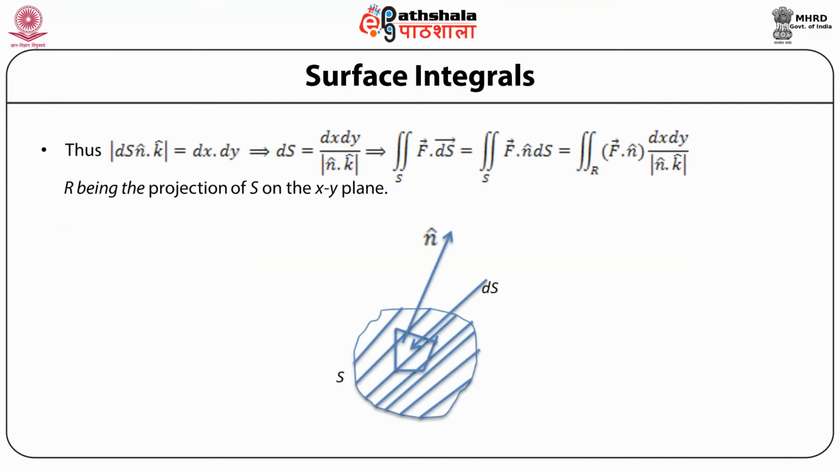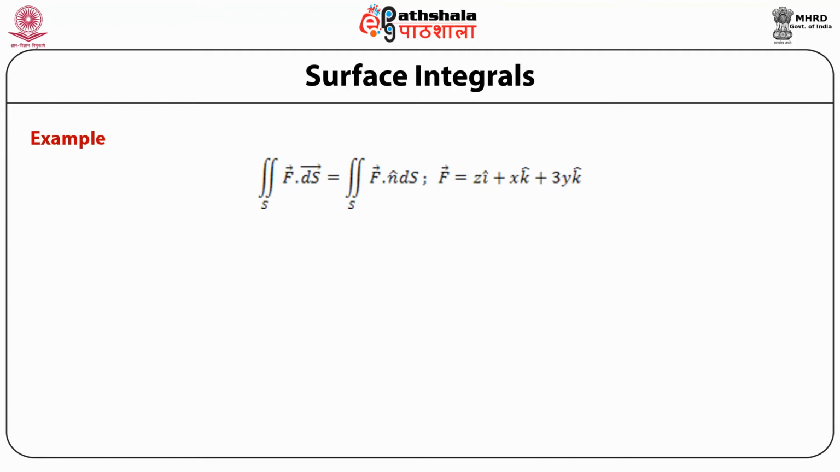Thus, mod of ds n cap dot k cap is equal to dx dot dy, which implies that ds is equal to dx dy divided by mod of n cap dot k cap, which implies that surface integral over S of F dot ds is equal to surface integral over S of F dot n cap ds is equal to surface integral over R of F dot n cap into dx dy divided by mod of n cap dot k cap, where R is the projection of S on the xy plane.